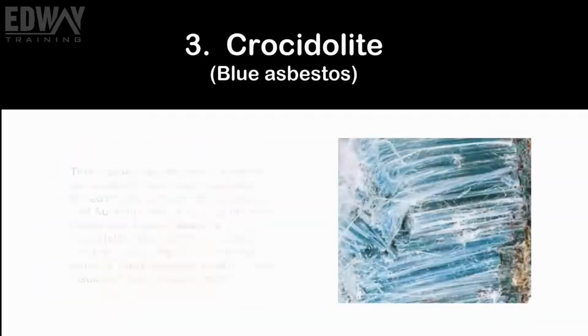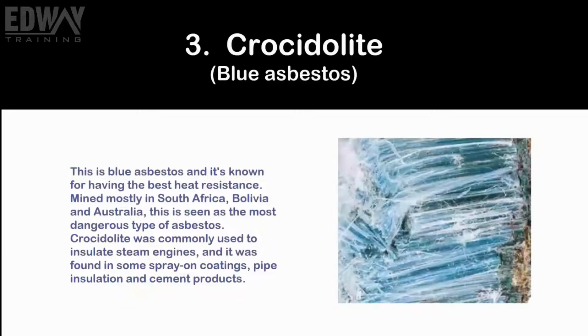Crocidolite or blue asbestos. This blue asbestos is known for having the best heat resistance. Mined mostly in South Africa, Bolivia and Australia, this is seen as the most dangerous type of asbestos. Crocidolite was commonly used to insulate steam engines and was found in some spray-on coatings, pipe installation and cement products.